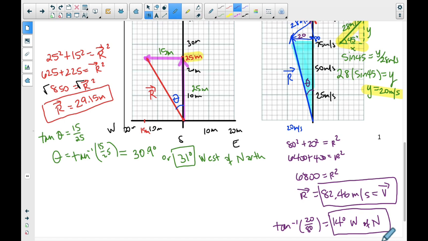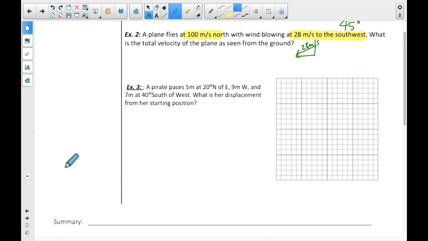Okay, we have one more example on the next page. Because this video is getting a little bit long, I think I'm going to stop here and we can do this example in class.